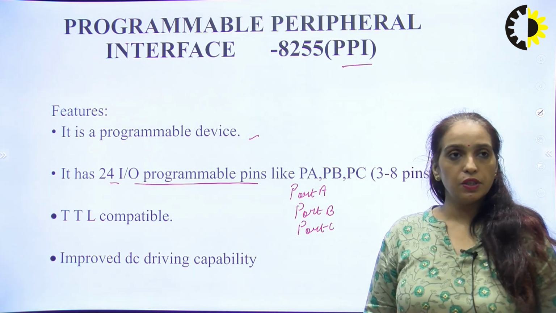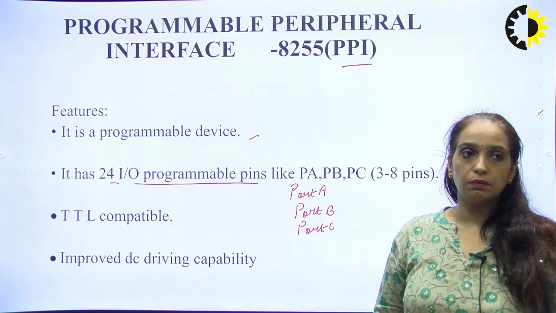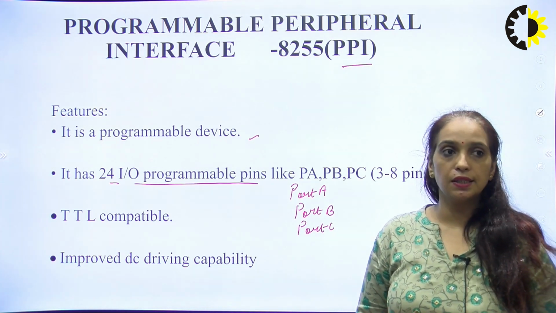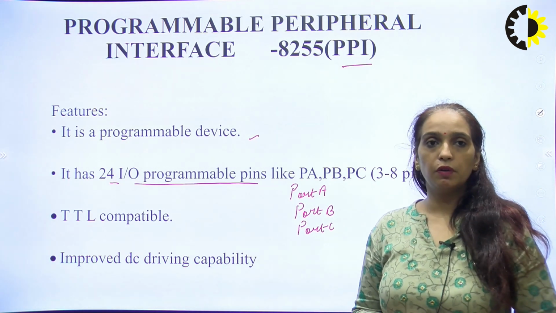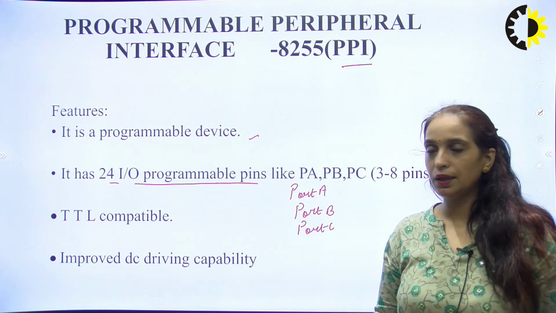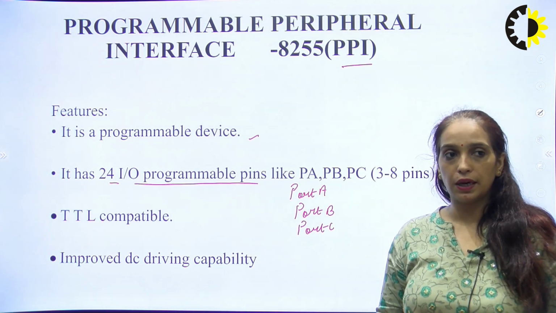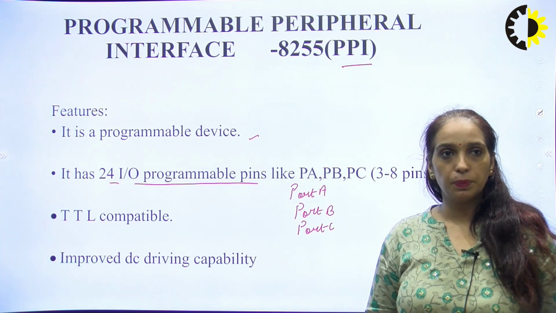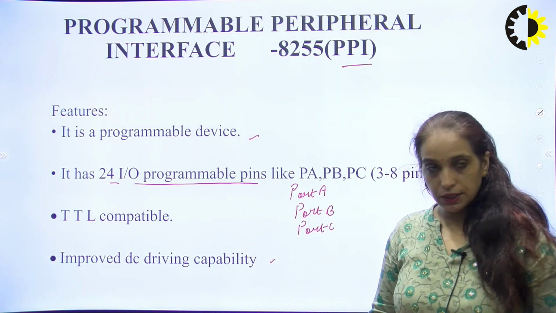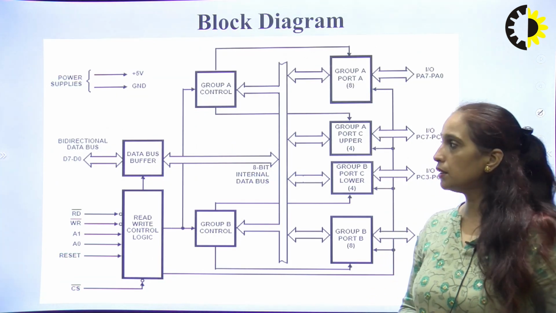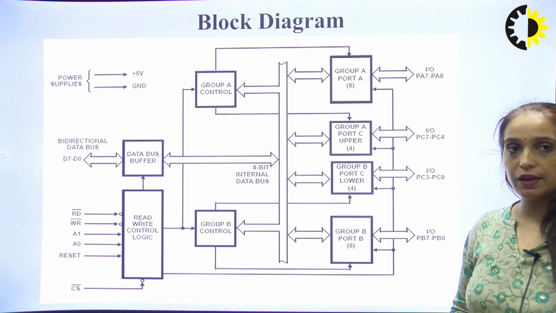The next feature of this IC is that the 8255 IC is TTL compatible, meaning whichever IC is made up of transistor logic, we can communicate with that IC with the help of this PPI IC. It has improved driving capability. This is the block diagram of the 8255 IC.